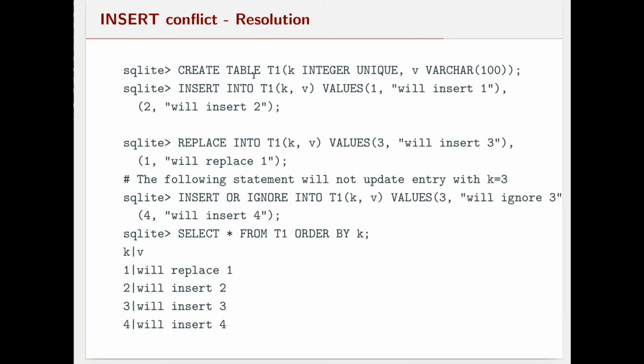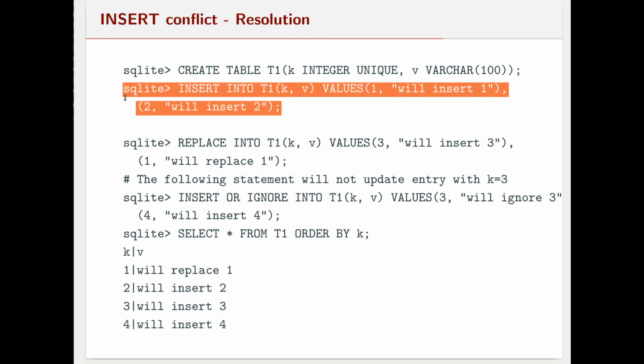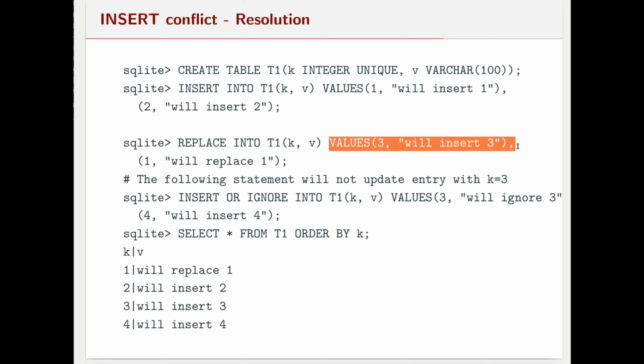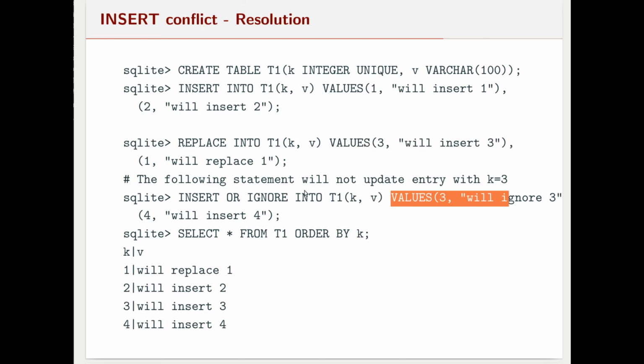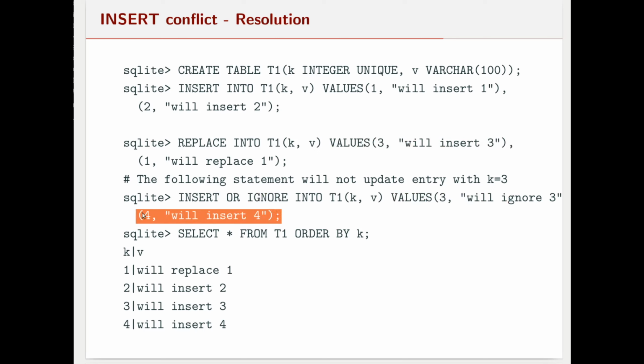At the end of the statements, once we issue a select and order by k, the keys will be ordered in ascending order since we have an order by k phrase at the end of the statement. Here you'll have the corresponding values associated with the keys. So 1 was replaced because of this particular statement. 2 was inserted into this table from this statement and was not touched ever since. 3 was inserted here but was not replaced because we used ignore as a conflict resolution strategy. And finally, 4 was inserted as part of this particular statement.